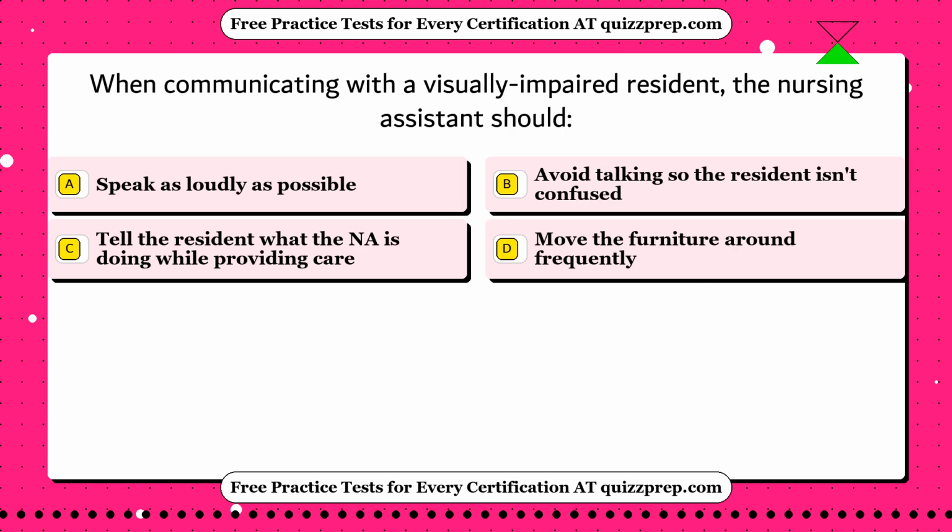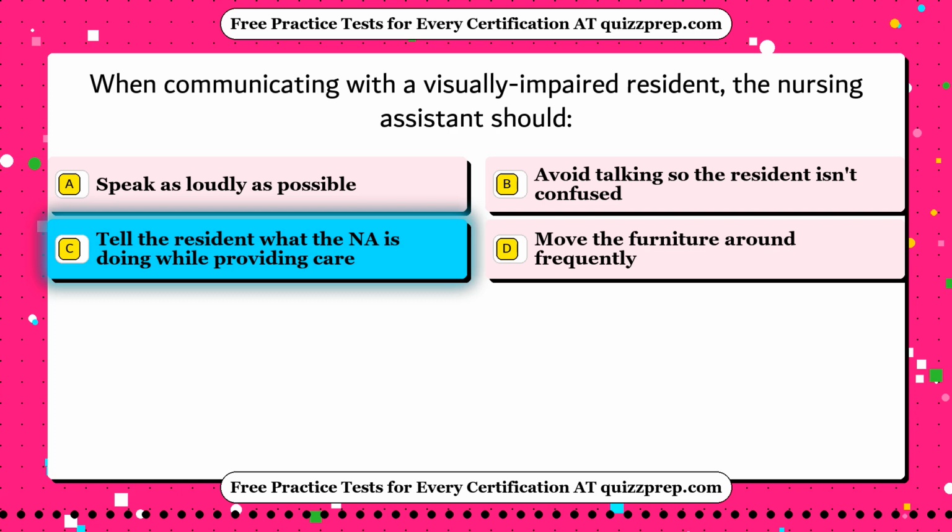Question 5. When communicating with a visually impaired resident, the nursing assistant should: Option A. Speak as loudly as possible. Option B. Avoid talking so the resident isn't confused. Option C. Tell the resident what the NNAAP is doing while providing care. Option D. Move the furniture around frequently.